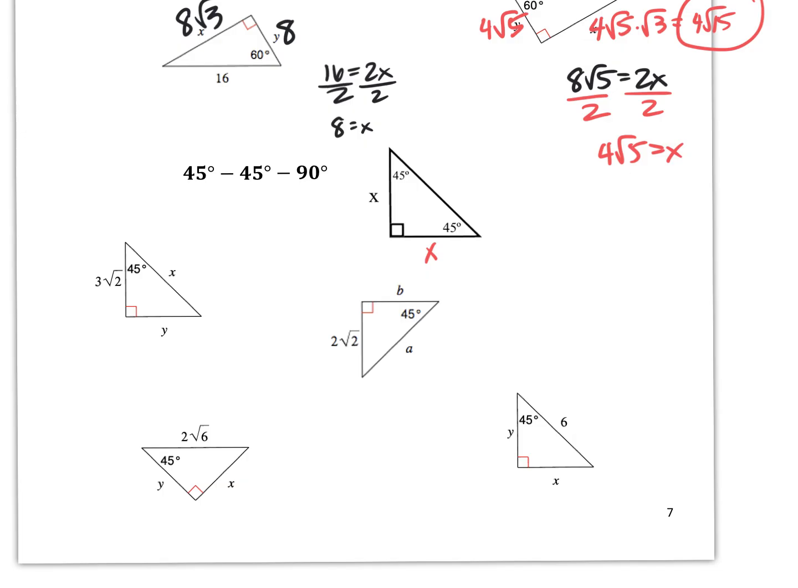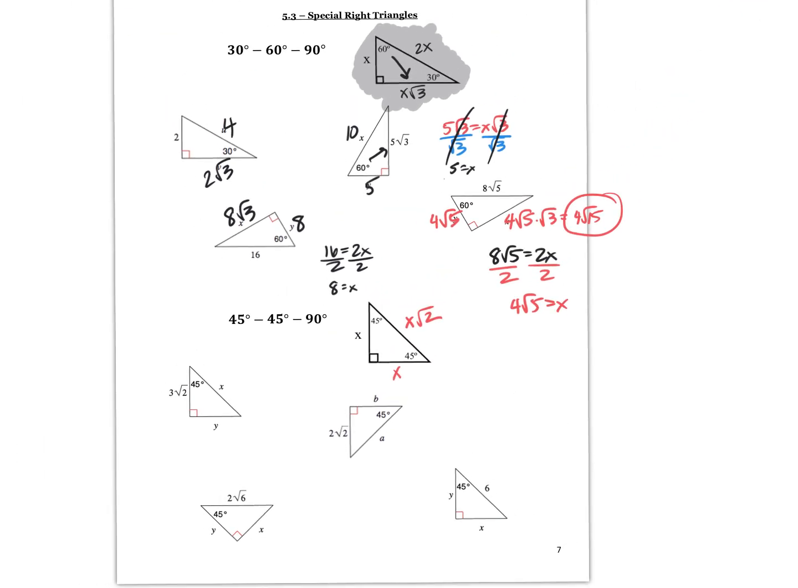X root 2. Yes, Mackenzie. How do you remember that? Okay, she's like, I have a memory. I don't have a memory. Here's the way that I kind of remember that. So this one up here had an X root 3 because it had a 30-degree angle. This one has an X root 2 because it has 2 equal legs and 2 equal angles. You feel me, people? Okay, I like that. Here we go.